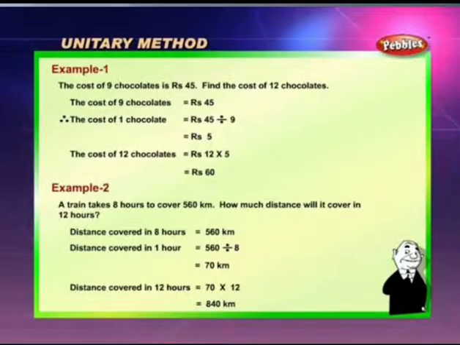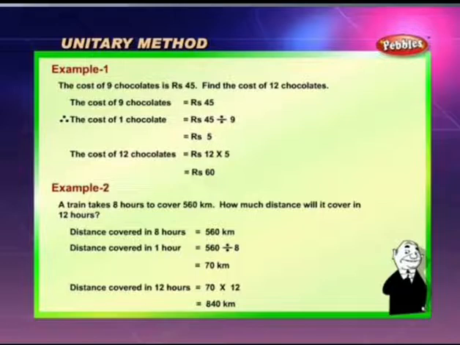First example is the cost of 9 chocolates is rupees 45. Find the cost of 12 chocolates. See here, we are given the cost of 9 chocolates, that is 45 rupees, right? And we have to find the cost of 12 chocolates. Here we are not aware what is the cost of 1 chocolate. So how can we find the cost of 12 chocolates?